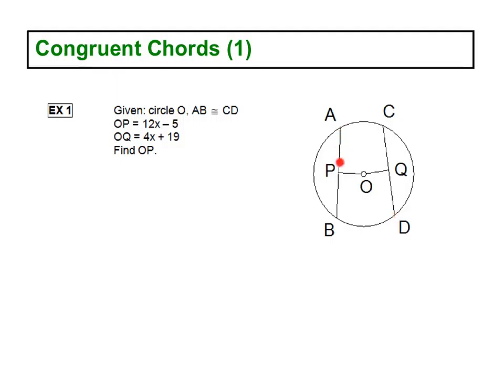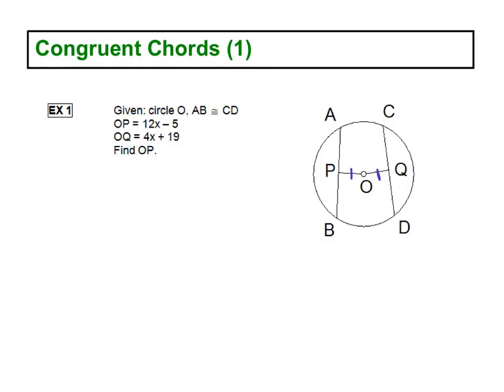Now if you remember, the theorem from our intro video tells us if you have two congruent chords, that means that they will be the same distance from the center of the circle. So these lines drawn in, showing the distance from the chord to the center, those will be congruent.